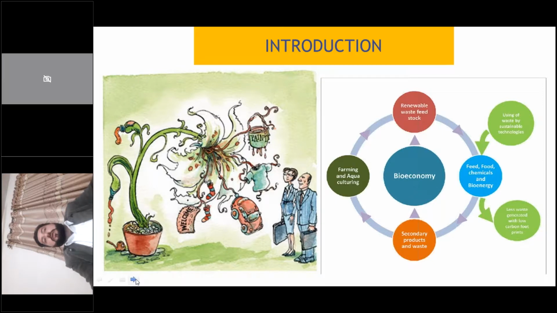So the introduction part, the pictorial summary shows how cellulose is helping humanity. On the left, you can see the plant material, which is usually used as a source for obtaining cellulose, and it can help humanity in various sectors, starting from automobiles, clothing, and paints and varnishes. Every field is covered by this cellulose material, and it is the reason for a bioeconomy. Renewable materials can be obtained from it, which can be used in food, chemicals, and obtaining bioenergy. Less waste is generated, with low carbon footprints.